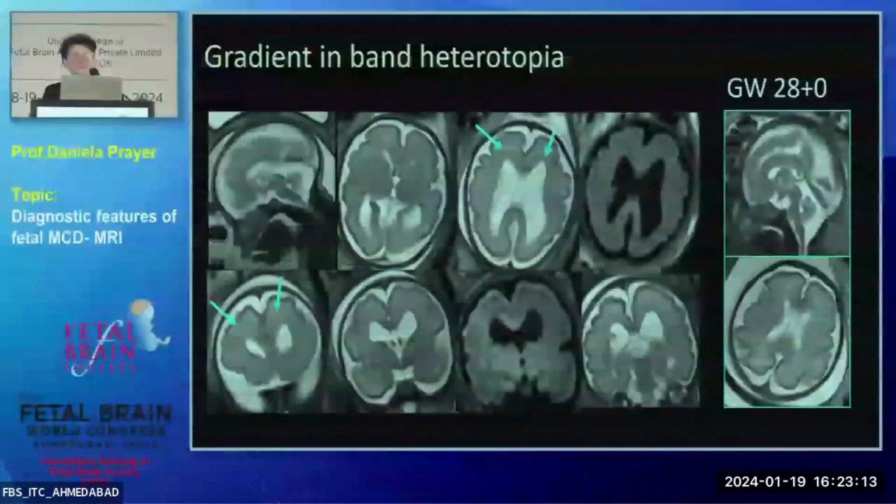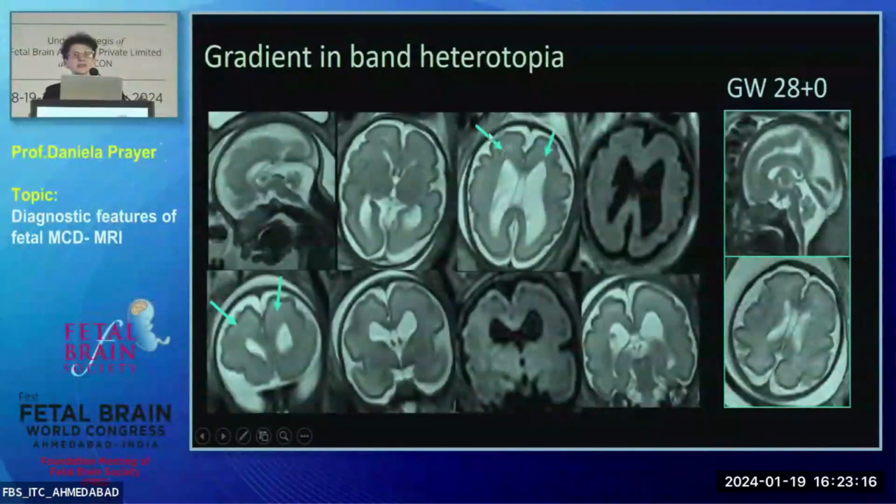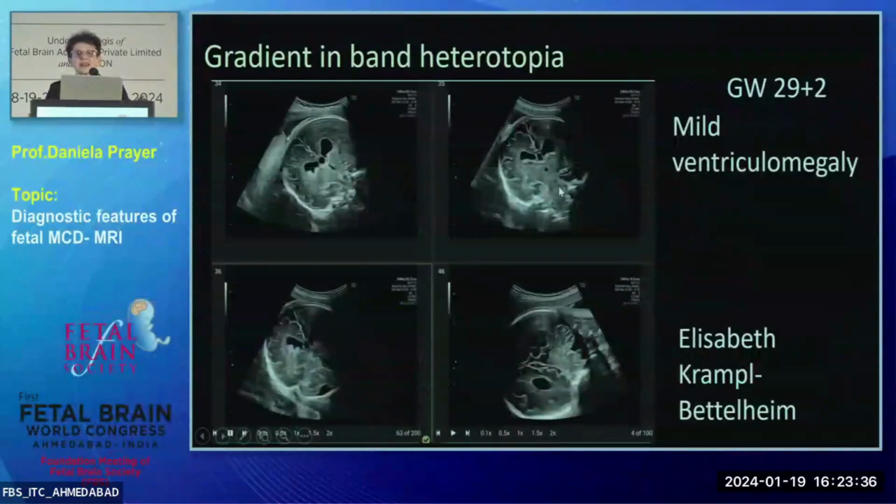This is a case in gestation week 28, and you see here the blue arrows pointing towards lines in the brain, in the coronal and axial sections. And the story was the fetus was sent for borderline ventriculomegaly. Seeing these lines, I sent it back to the sonographer and I asked Elizabeth, what do you see? I would not dare to interpret sonographic images, but perhaps you can. What she told me was nothing.